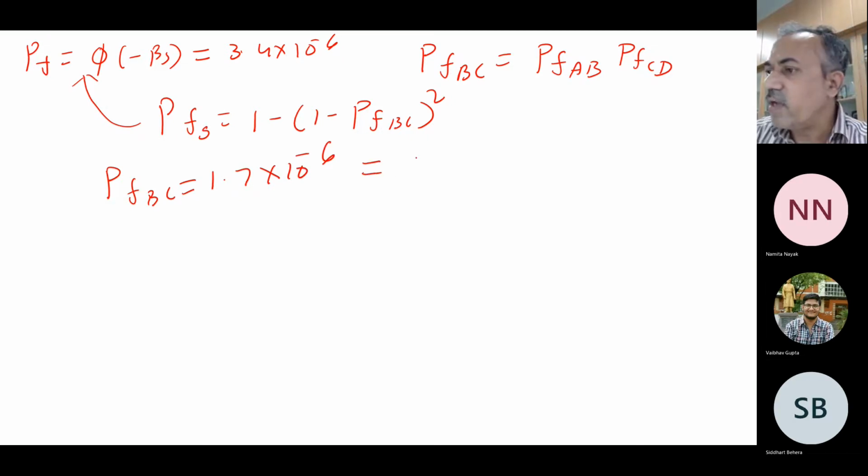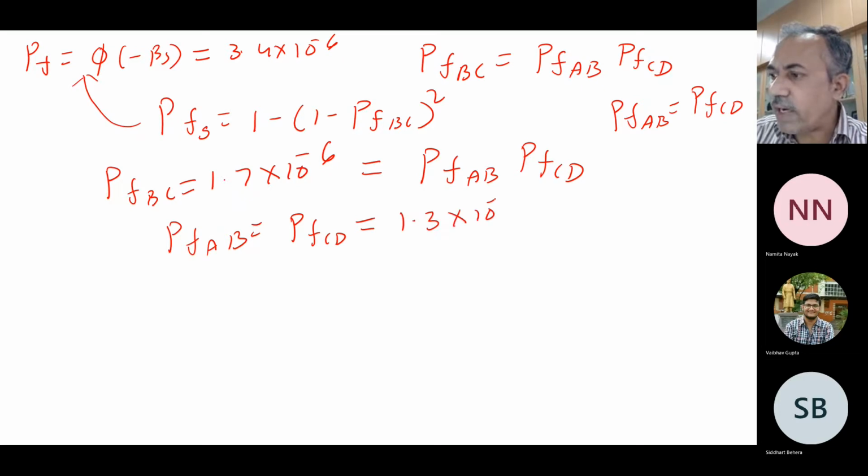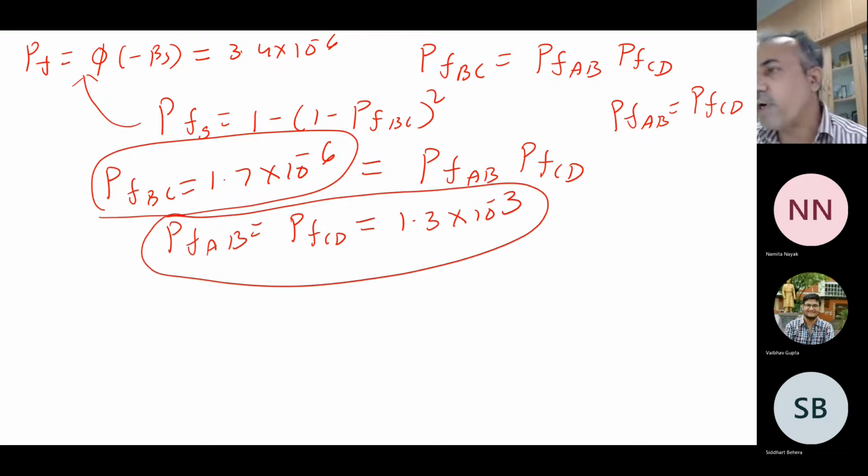Okay, so this is the same as PFAB and then PFCD, and you can make the probability of failure of both the columns the same. Assuming PFAB is the same as the probability of failure of both the columns, say by symmetry, the probability of failure of AB and of CD turns out to be 1.3 into 10 to the power minus 3. So these are the individual probabilities: these are the probabilities for the columns and these are for the beam.